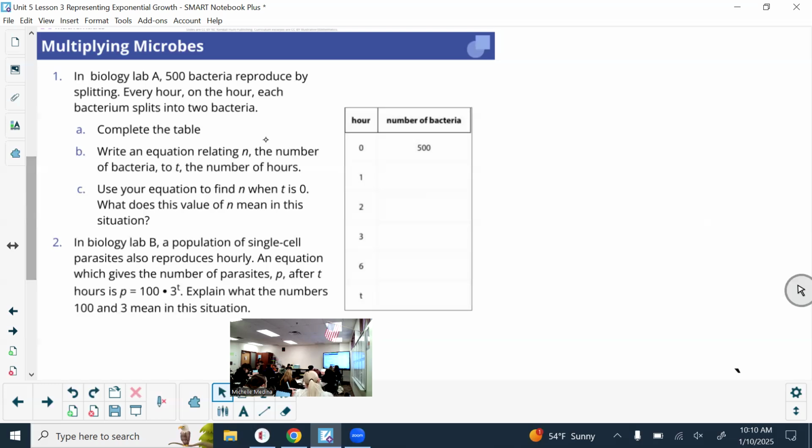Try filling out the table based on how it's reproducing. That number is either increasing or decreasing. And then be able to make an expression so that no matter what hour we want to look at, we can get an answer that is correct. I'll give you maybe 3 minutes to try that out.